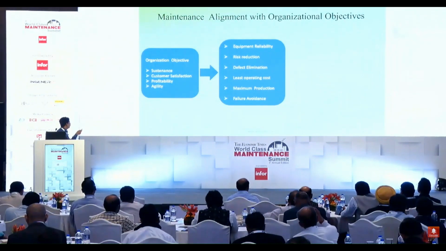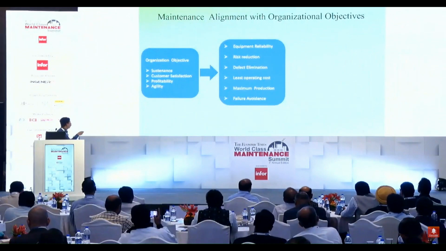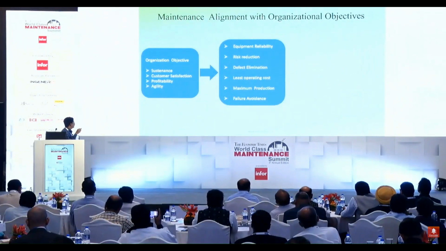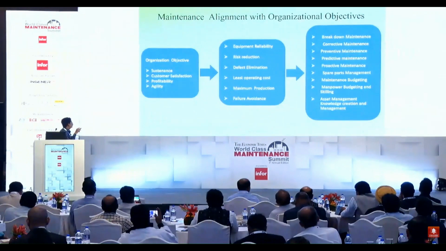Same thing in some different version. Again, organization objective. Now, the organization from a maintenance point of view, what do we need? We need equipment reliability, risk reduction, defect elimination, least operating cost, maximum production, failure avoidance. This is required so our organization objective can be fulfilled.